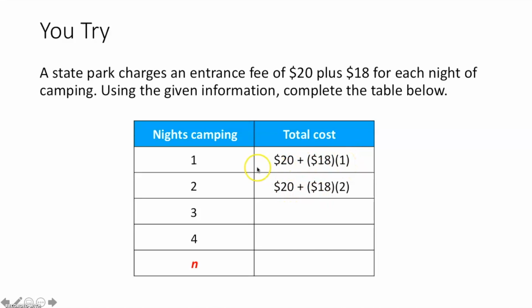If we wanted to continue this, we would go 20 plus 18 times 1, 20 plus 18 times 2. For 3 nights camping, you would have a $20 entrance fee, plus $18 times every night, so times 3. Same thing for 4, $20 plus 18 times 4. Now, we're going to use a variable instead because the number is changing. So we want to write an expression that we could plug anything in for n, the number of nights. So we're going to do 20 plus 18 times n. Now we have an expression that allows us to plug in any number we want for n to figure out however many nights. Let's say you want to stay 100 nights. You would just plug in 100 for n and you would get the total cost.